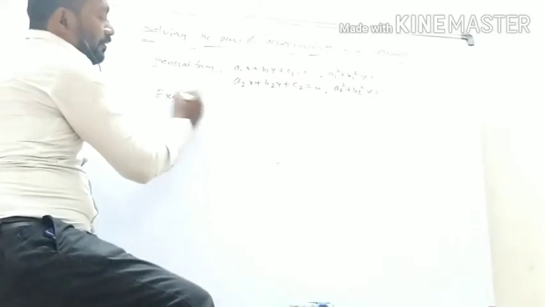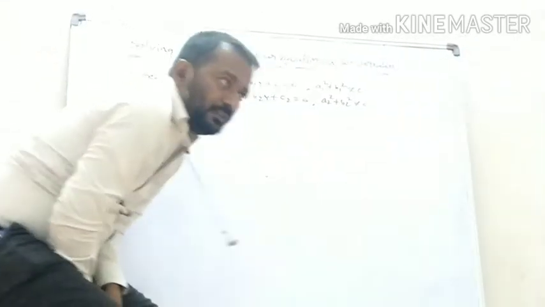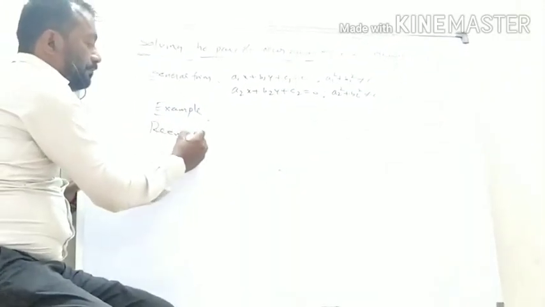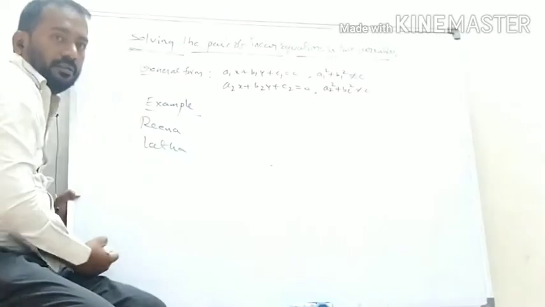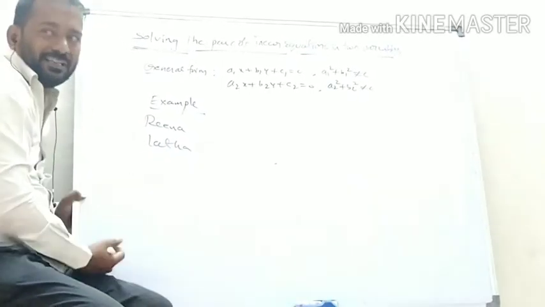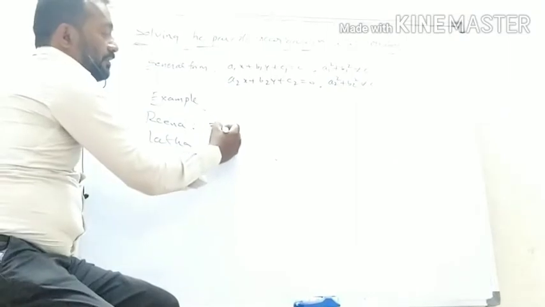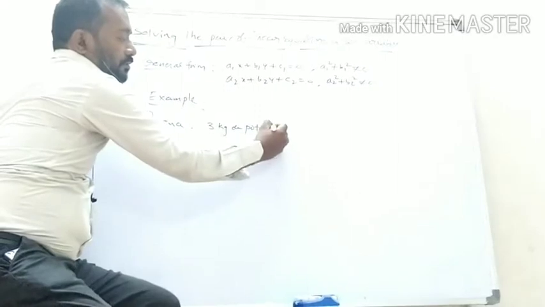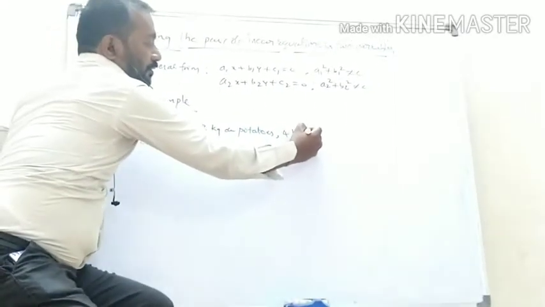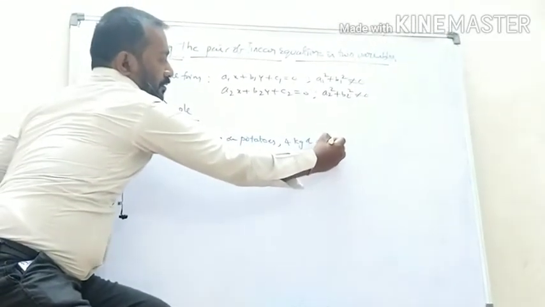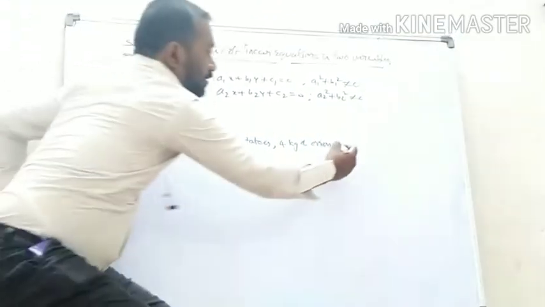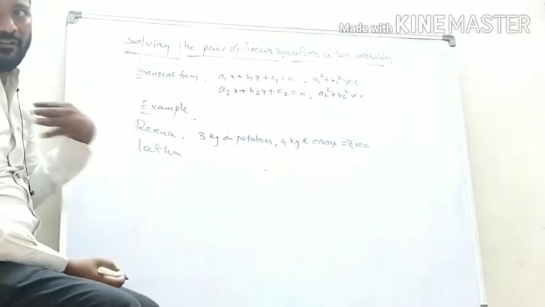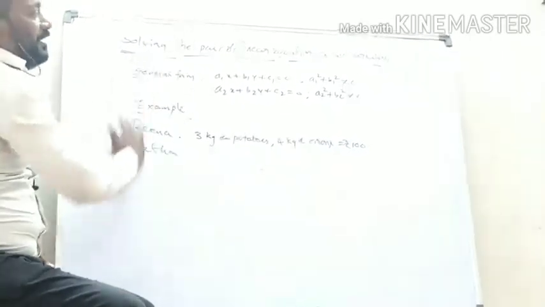In our daily life, we can see so many situations like this. Suppose Leena and Lata went to a market. You have seen this in 9th class. Leena purchased 3 kg of potatoes and 4 kg of onions, and paid 100 rupees in total. In our daily life, so many situations come under a pair of linear equations.